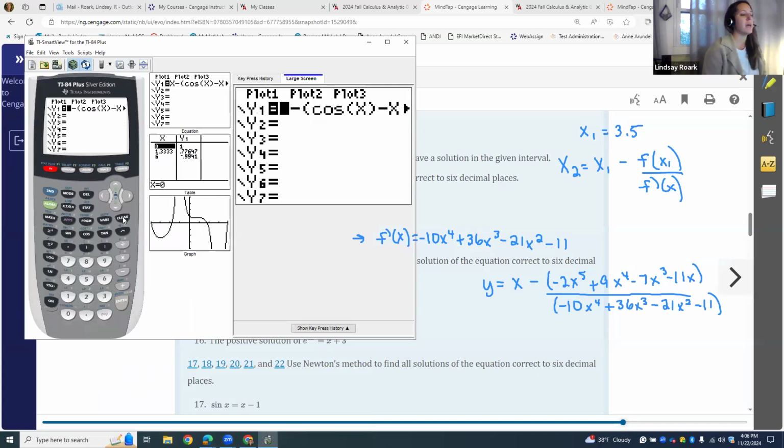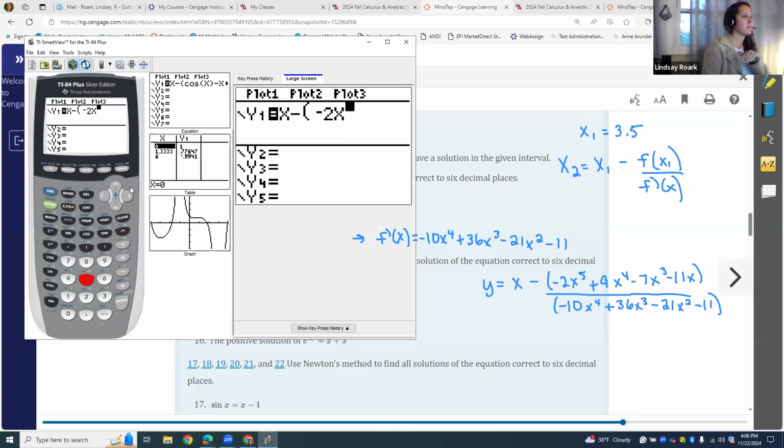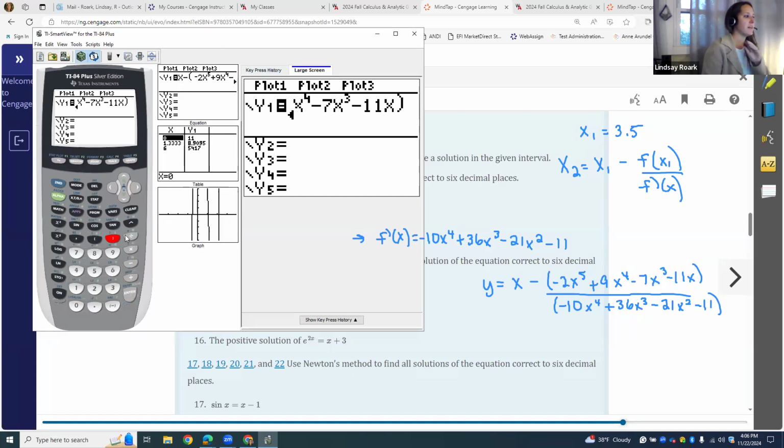So if we go to y equals, I'm going to type in exactly what I just wrote down. I'll just go ahead and clear out my last one. So it's x minus, and then I'll put some parentheses, negative 2x to the fifth plus 9x to the fourth minus 7x cubed minus 11x. That was the original, right? So I'll double check to make sure that is the original. Yes, okay. And then divided by, in parentheses, what we had for the derivative, which again was negative 10x to the fourth. Whoops, I missed an x there.